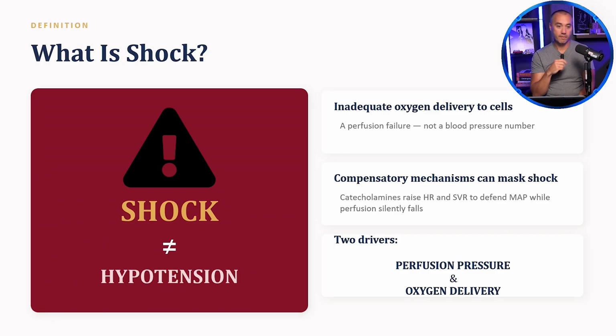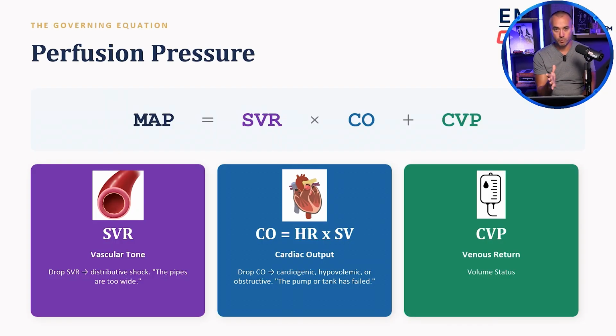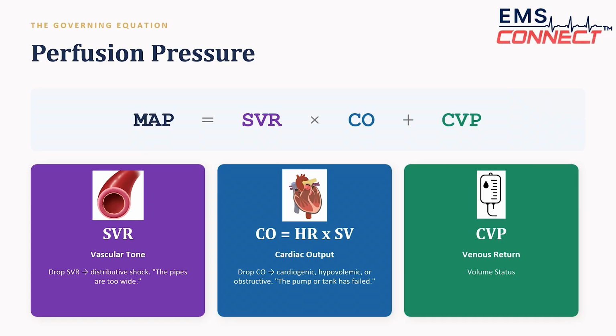I know it's not everybody's favorite topic, but if you understand some core principles involved here, hopefully we can make this make sense for you guys. So let's start with perfusion pressure. Our mean arterial pressure equation is our systemic vascular resistance times our cardiac output plus our central venous pressure, also known as the right atrial pressure.